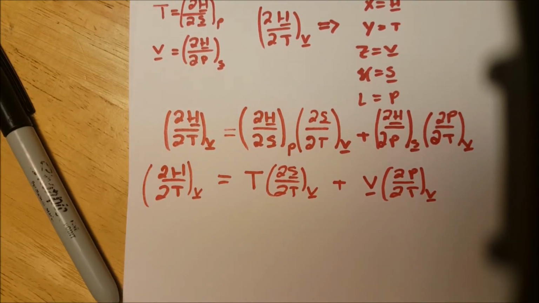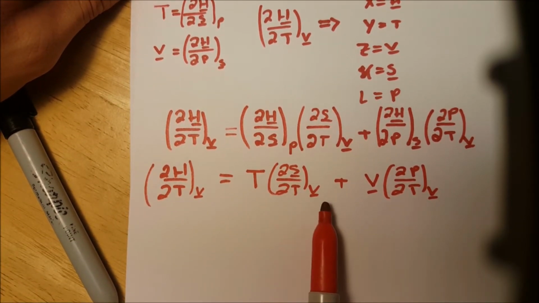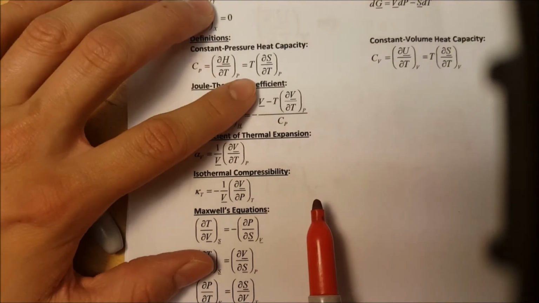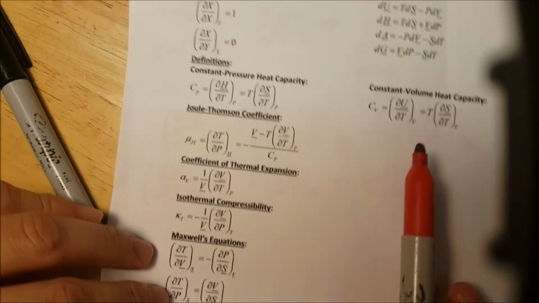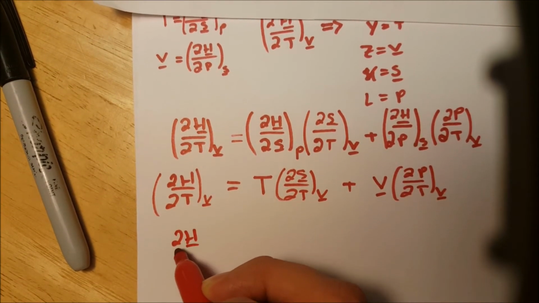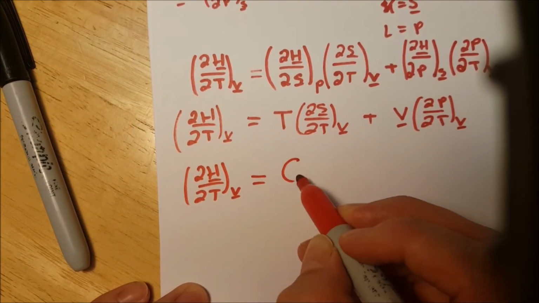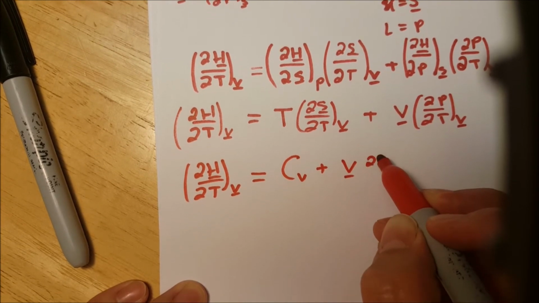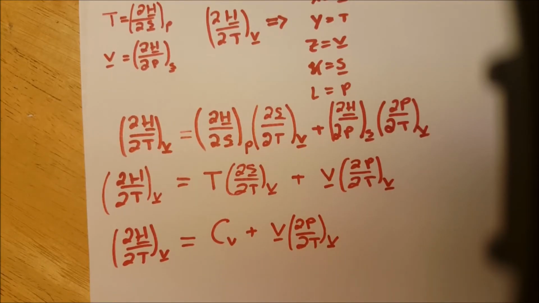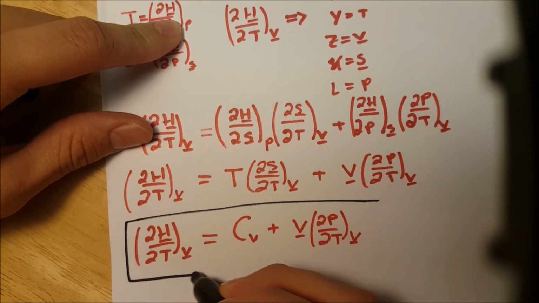So what we have to do is look at our properties. T (∂S/∂T) with respect to V constant. If we look at our heat capacity, we see that right here. Actually, sorry, right here. So that's actually C_V. So we can replace that. (∂H/∂T) with V constant is actually equal to C_V plus V (∂P/∂T) with V constant. And with that, you're really done with this problem. We've made our expression, and we've met all of our requirements.